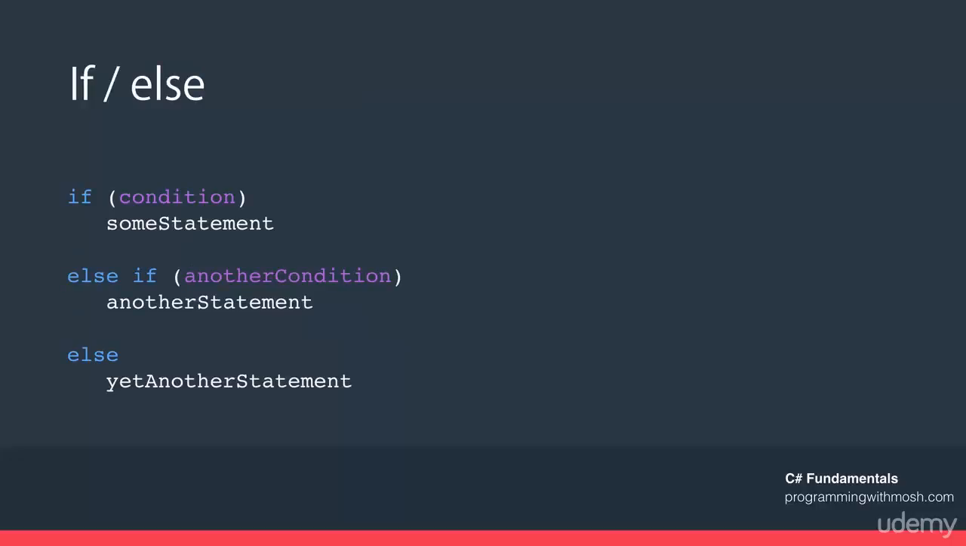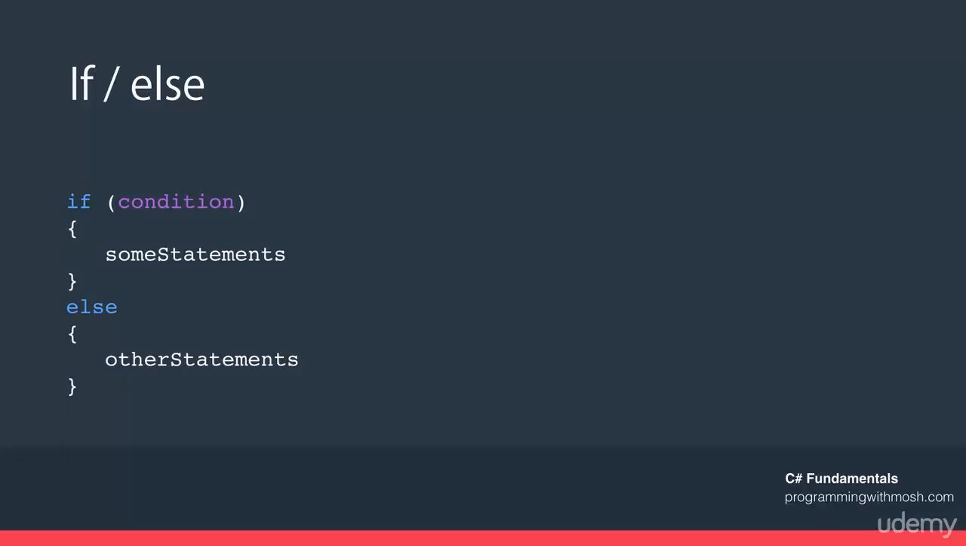Here is the basic structure of if statements. With if, we always have a condition, which is enclosed in parentheses, followed by a statement that will be executed if the condition is true. We can optionally have an else if with another condition, and again another statement that will be executed if the condition is true. And optionally, we can have an else statement. So if none of the earlier conditions is true, then this piece of code will be executed.